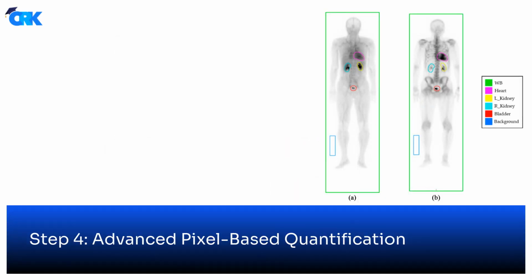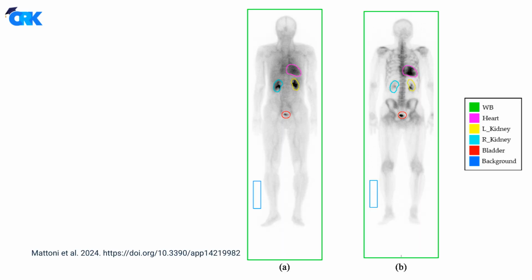Step 4, advanced pixel-based quantification. Now that we've covered visual grading and H/CL ratio interpretation, let's look at a more refined approach, pixel-based quantification. This method takes diagnostic precision a step further by examining radiotracer uptake at the pixel level.